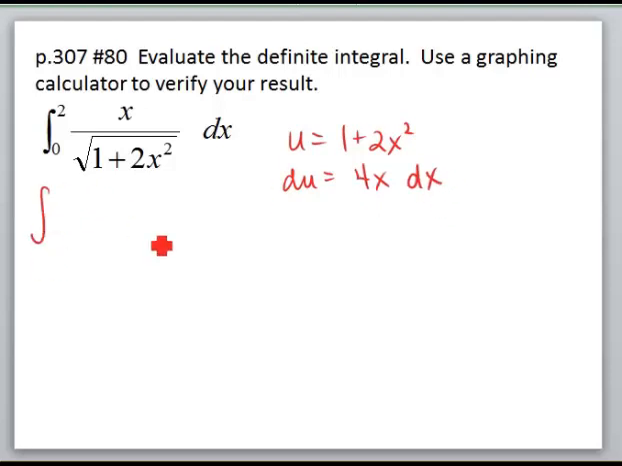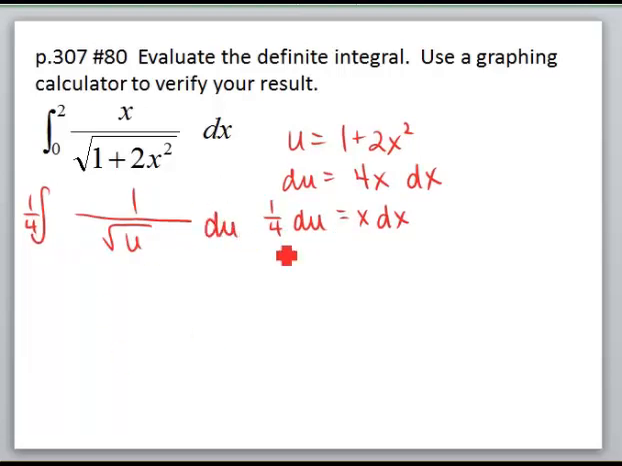I'm going to leave this integral right now. I'm going to just say this would be the integral of something over square root of u. I need an x dx, so I'm going to move the 4 to the other side. So I put a 1/4 du in here.